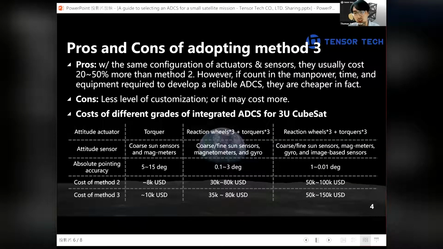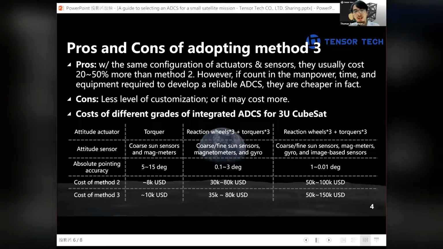So here is the introduction of the pros and cons of using an integrated ADCS. They are usually more expensive than purchasing the individual components and integrating the system by yourself. But of course, there are also benefits, because you don't have to develop the algorithms by yourself and do the calibration, and it saves you manpower. So if you count in the equipment costs, the manpower cost and the time cost, in fact, maybe an integrated ADCS would be a more reliable and economical choice for you.